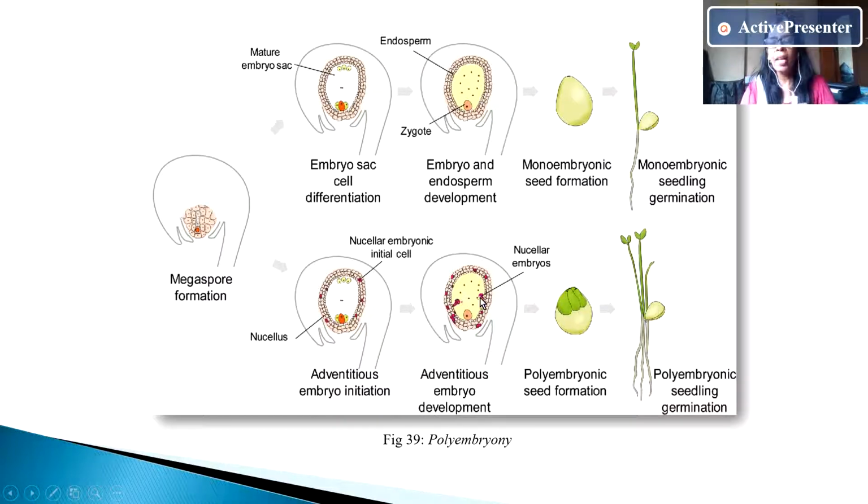See, nucellar embryo, adventitious embryo development, polyembryonic seed formation, and polyembryonic seedling formation. So more than one seedling can be produced here. Other than the zygotic embryo, these nucellar embryos also develop into new seedlings.